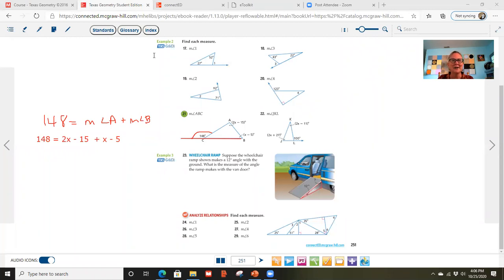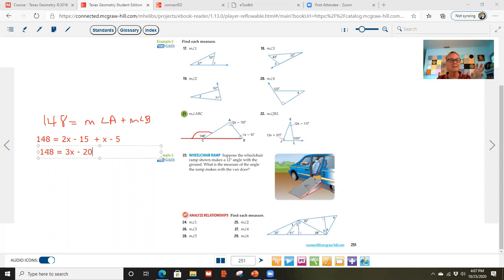Okay, so the next step would be 148 equals, see, what you do next is you simplify everything on the right side. So the 2x and the 1x can be combined. That's called combining like terms. You get 3x. I know it says 2x minus 15 plus x minus 5, but right now I'm combining like terms. So this 15 is negative and the 5 is negative, so I'm adding negatives, so I'll get minus 20. Now I only have one term in my whole equation that has an x in it, and it's this 3x. So I'm going to leave that alone right now.